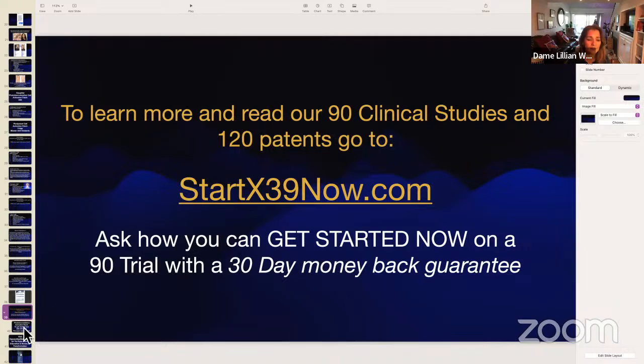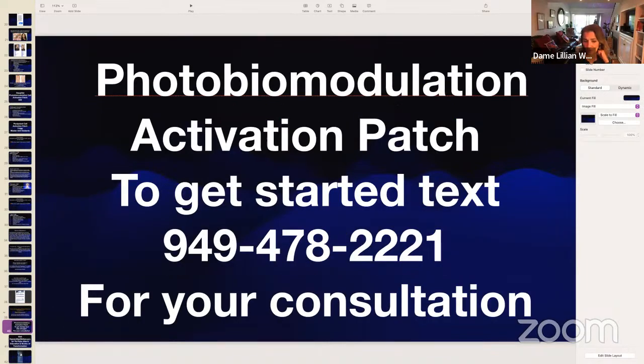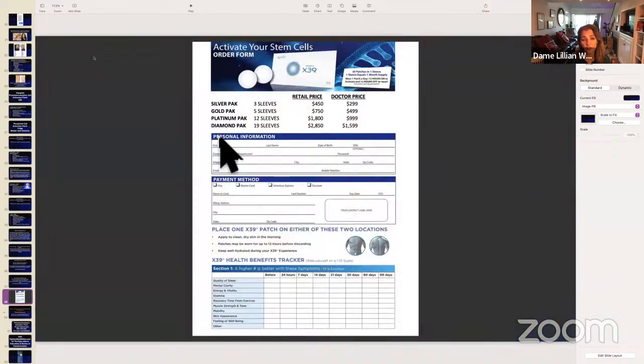And of course, if you want to get the Get Started text, you just call this hotline number, which is manned by me. I don't have it set up to a system. We'll just text you the Get Started text, which is all the questions to fill out this form, basically your shipping information and your payment information.